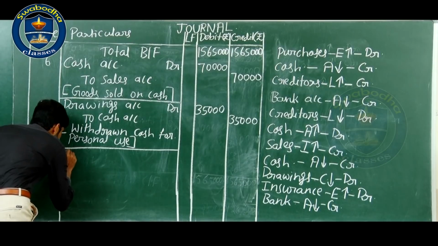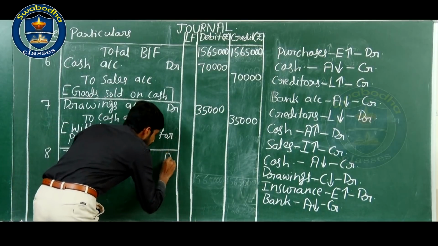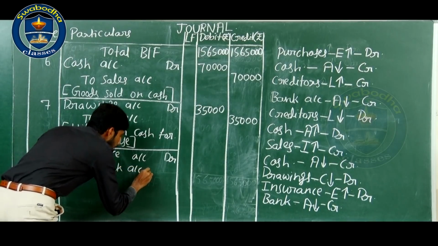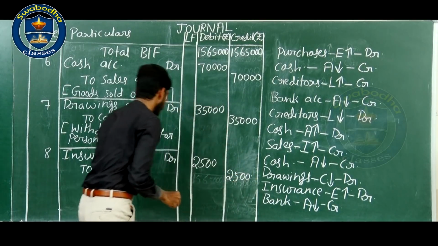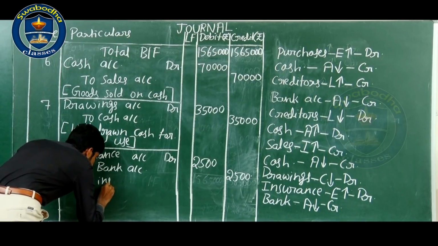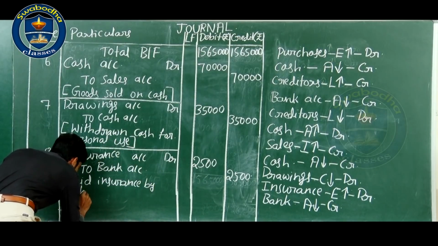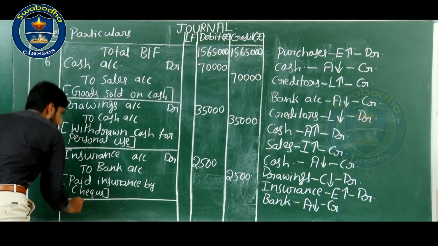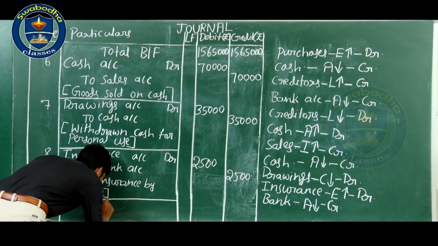Eighth transaction, insurance account debited to bank account. Amount is 2,500. Write the narration. Paid insurance by check. Draw a line. Next, you have to calculate the total of this page, total carried forward.